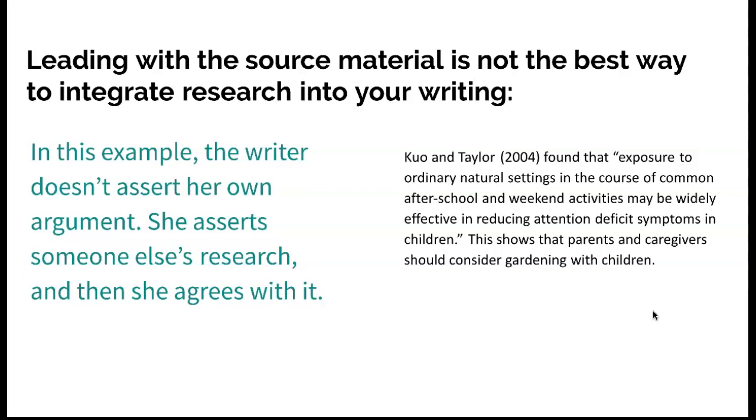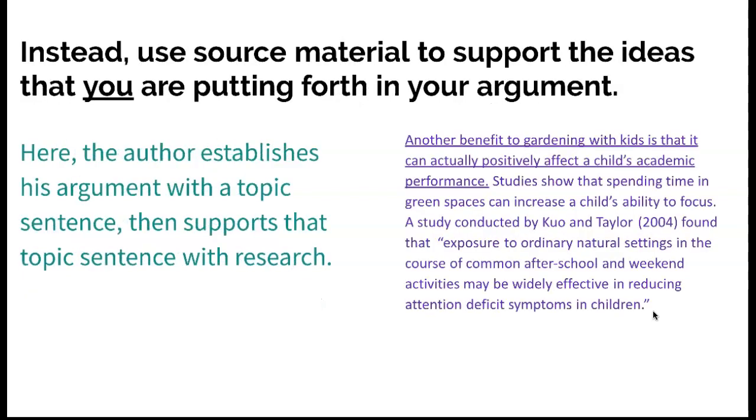Your instructors would like to encourage you to instead assert your own opinion and use source material to support that opinion. So let's look at the other sample again. You'll notice it opens with a topic sentence. Another benefit to gardening with kids is that it can actually positively affect a child's academic performance. And now the writer is going to support that idea with another claim and that research. Studies show that spending time in green spaces can increase a child's ability to focus.